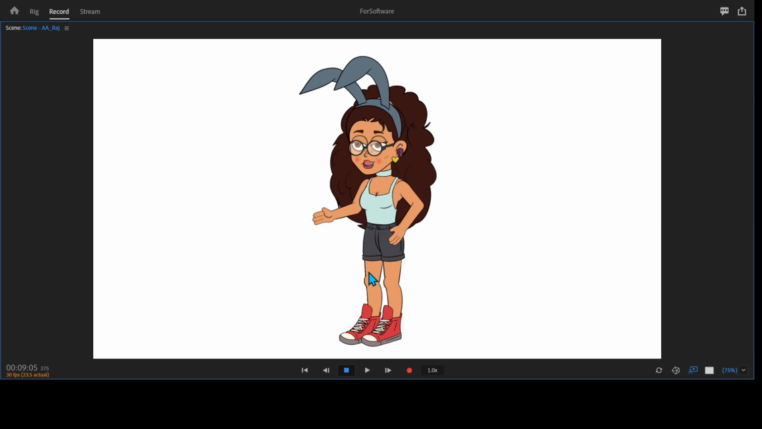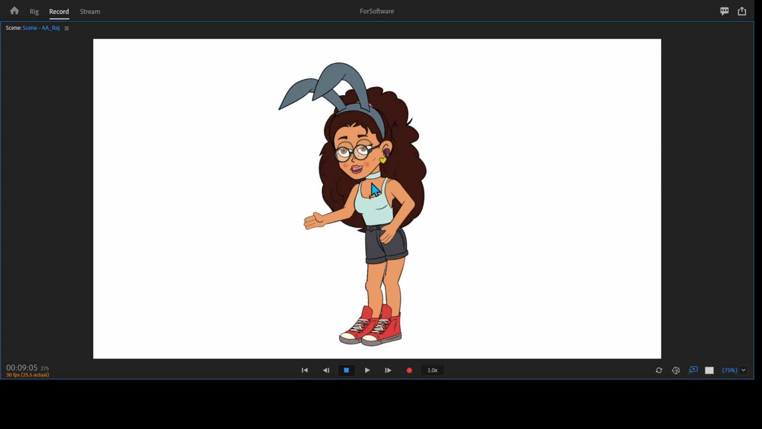There's a dragger around here. There's a dragger around her knee also. So you can pose your character however you want.